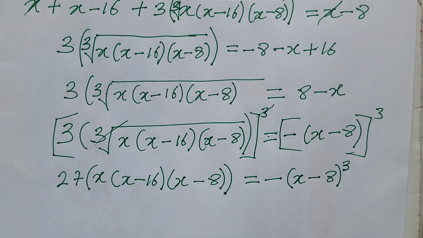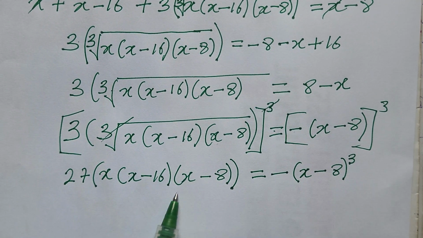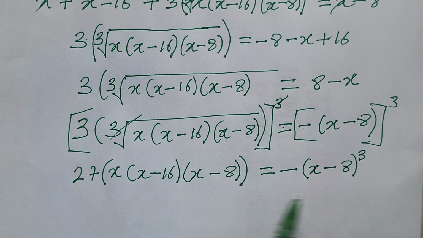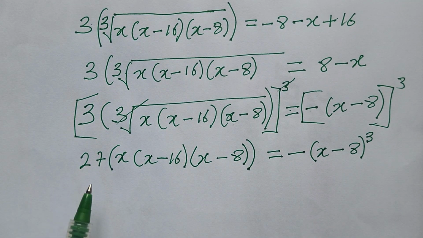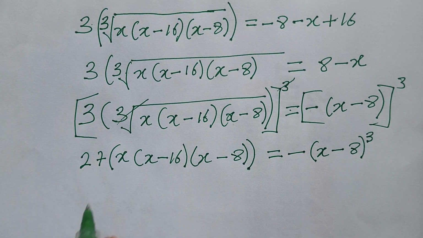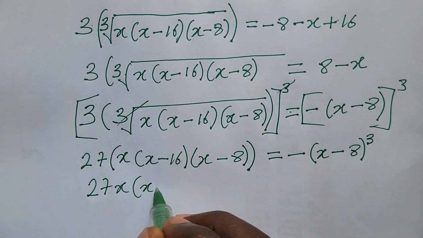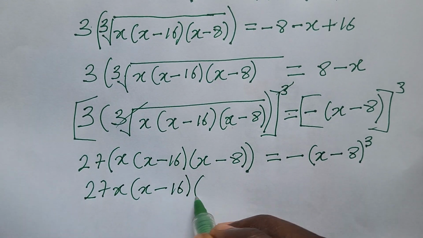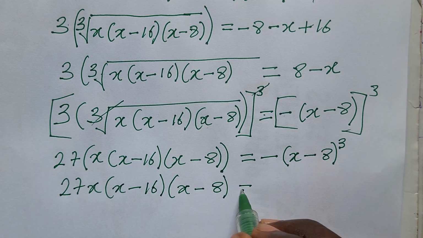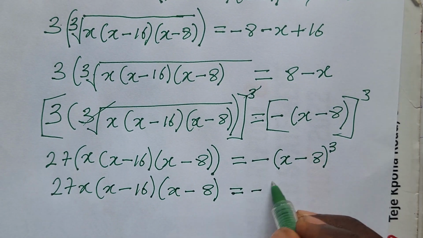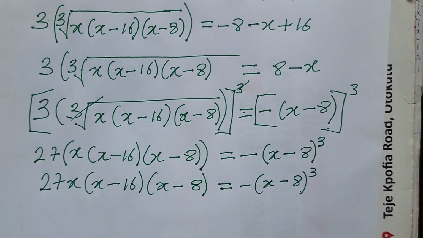Do we need to open this? No, we don't need to open this because here we have x minus 8 and here we have x minus 8. So we're going to move into this side and factor it out. We cannot use this to multiply this. So write this as 27x(x minus 16)(x minus 8) equal to minus (x minus 8) all to the power of 3.